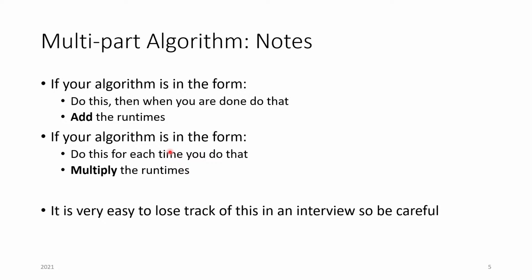So the general rule is that so long as your algorithm is like, do this, and when you're done with that, you go on to some other operation, you add them together. But if you need to do this for each time you do that, then you multiply the runtimes together. And the nice way of thinking is that if you have for loops that do not nest with one another, so you have a first for loop here and then a second for loop afterwards, they add together. But if you have for loops that nest within one another, then you multiply them accordingly.